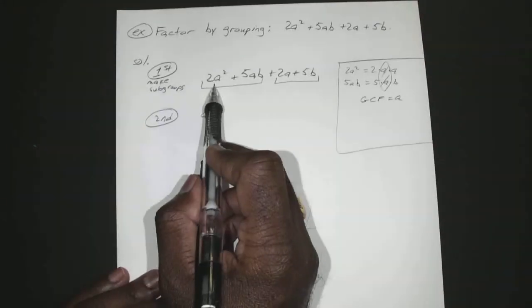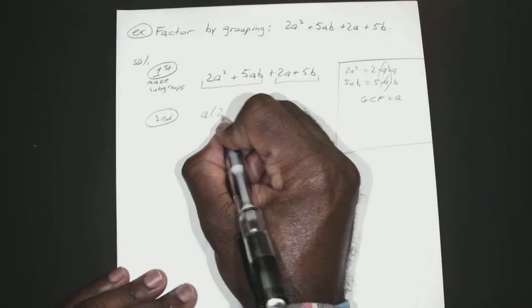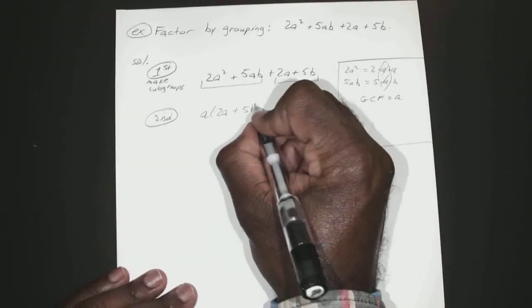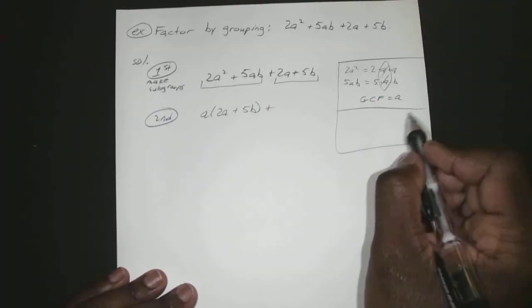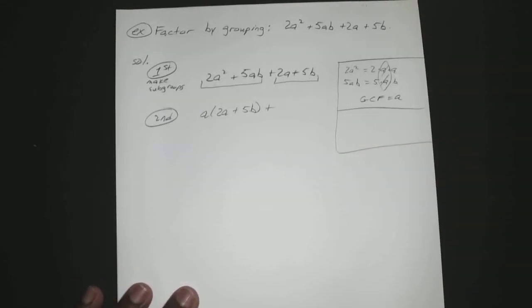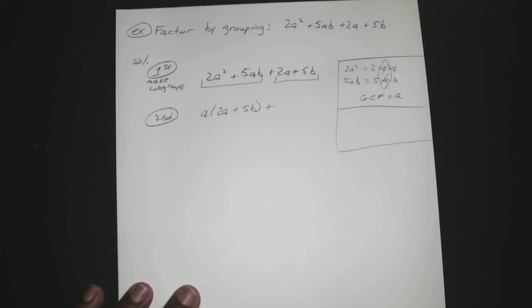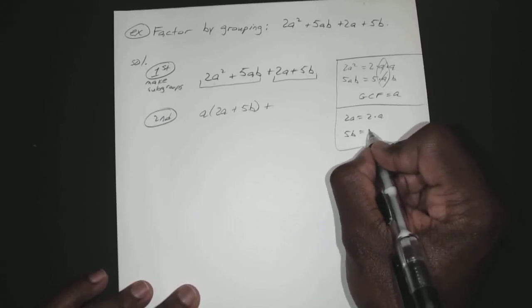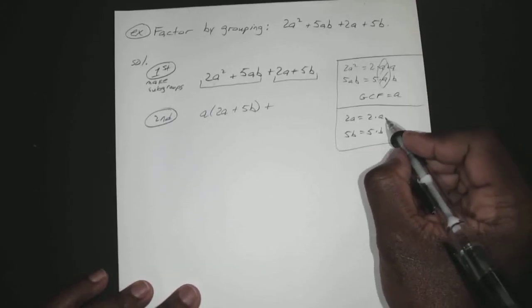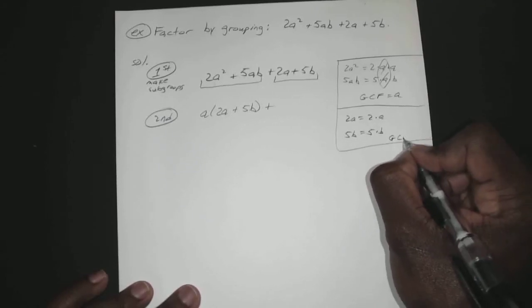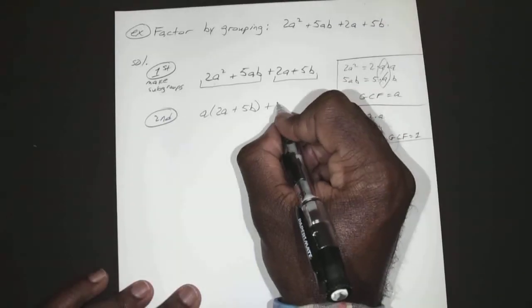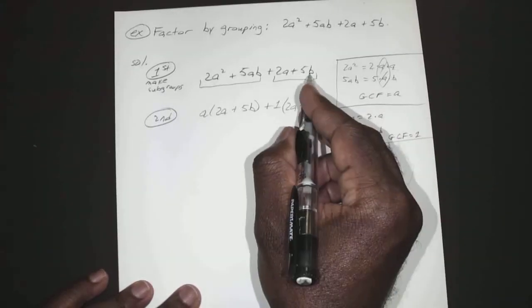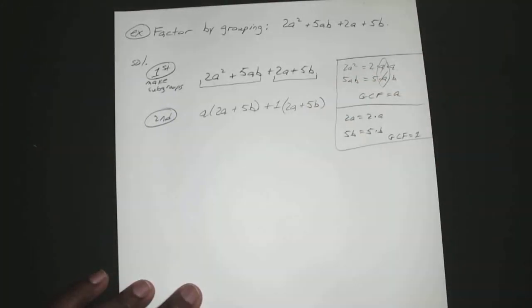So you have the a. For 2a squared, the only thing left is 2a. And for the 5ab, the only thing left is 5 times b. Plus, for 2a and 5b, they don't have a greatest common factor, so the greatest common factor is 1. 2a, remember that's just 2 times a. 5b is 5 times b. Nothing in common, so the greatest common factor is 1. Okay, so you just bring a 1 out there. You didn't factor out anything, so that stays 2a. You didn't factor out anything here, so that stays 5b.